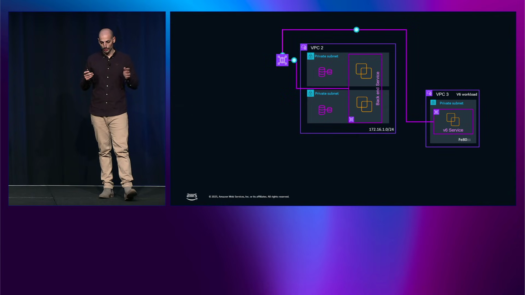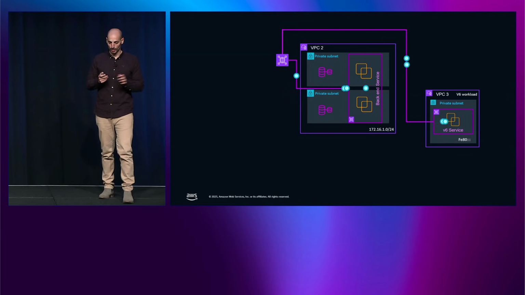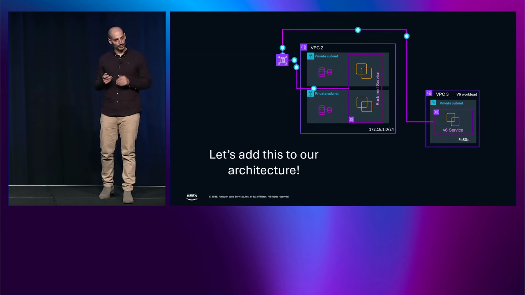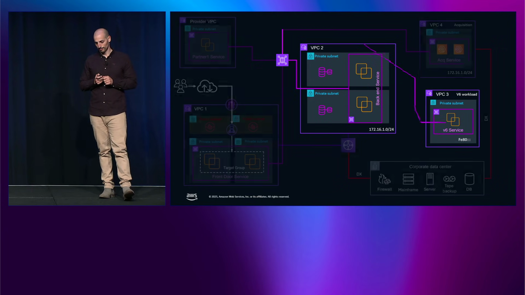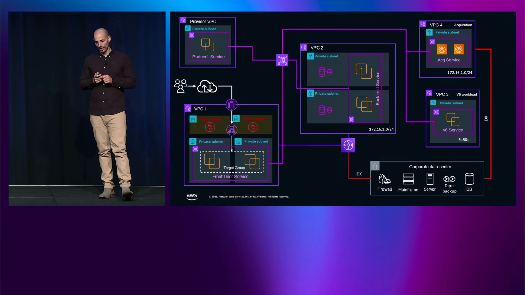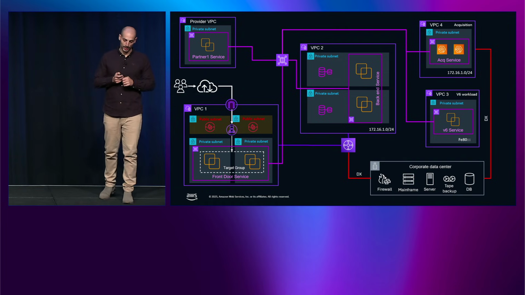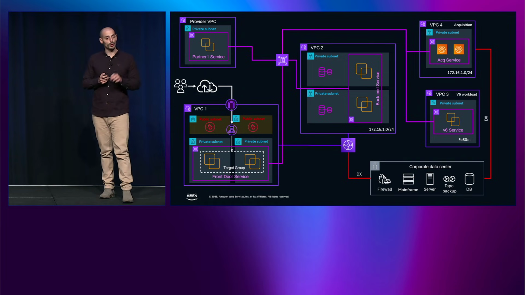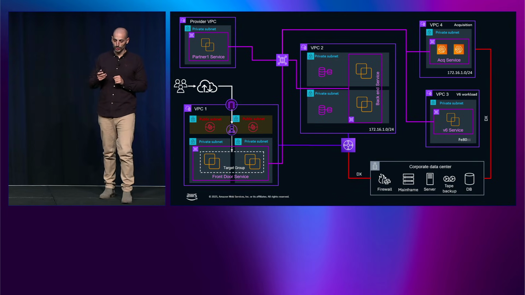So now that it's done, we've got our V6 talking to our backends. Everything is fine. Let's add this last piece to our architecture. So now we've modernized the partner service, the VPC, the front door, backends, the acquisition, and the V6 workloads. So let's see what's come next.